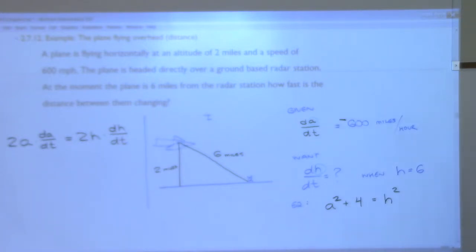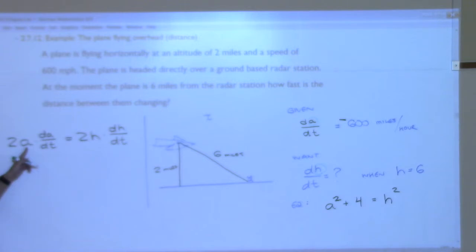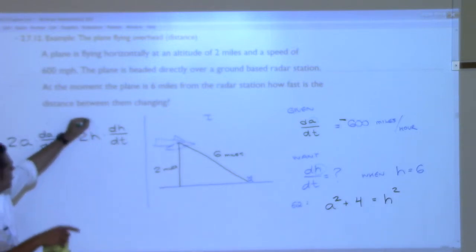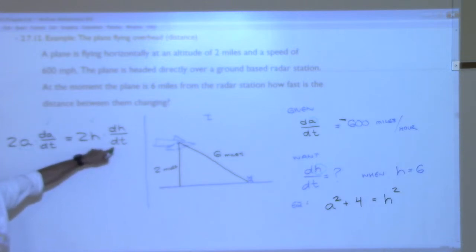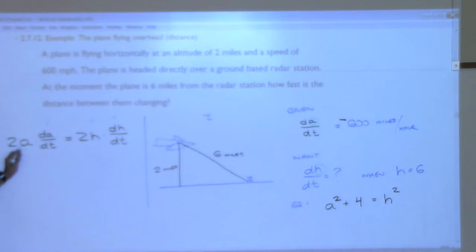And now we just double check. Do we have everything we need? Do we know A in the problem? At this instant in time, do we know A? Not directly, we don't, right? So I don't quite know what that is. How about dA dt? Yeah, that's negative 600. How about h? Do we know h at the moment in time? Yes, it's going to be 6. How about dH dt? That's what we're looking for, so I'm happy to see it. So there's only one thing I don't know, and that's A.